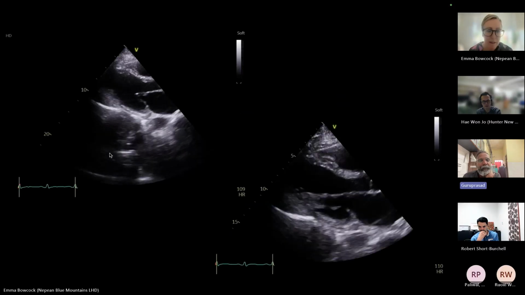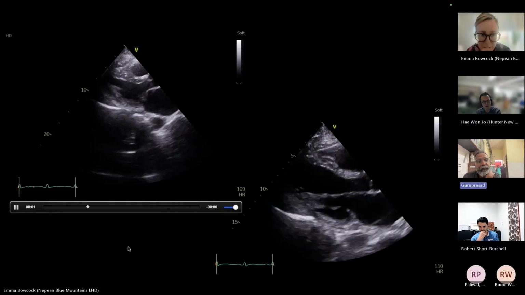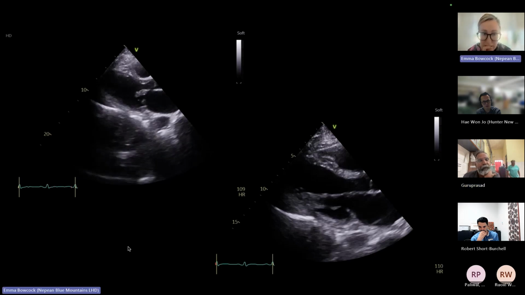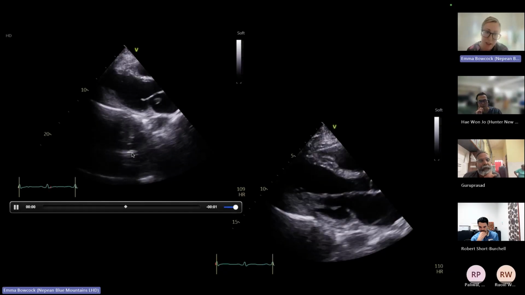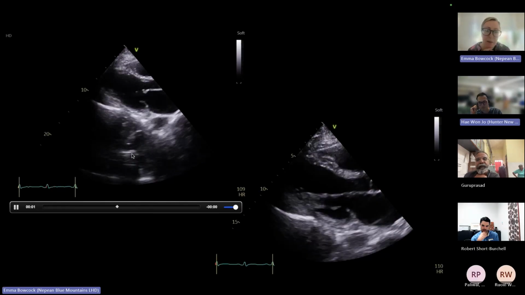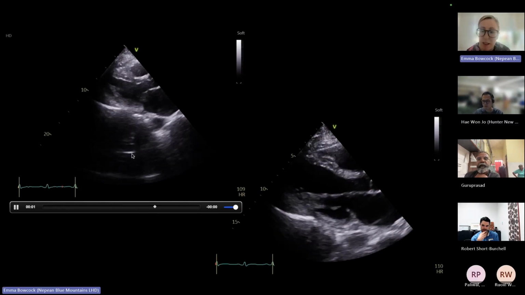Yeah. I think that one is a mirror artifact, isn't it? Behind the... Yeah. Yeah, very nice. Yeah, no, we should point that out. Yeah, this is a mirror artifact, I think, rather than a big pleural effusion. You can see the movement of the mitral leaflets here. Yeah, very nice for pointing that out. Thank you.